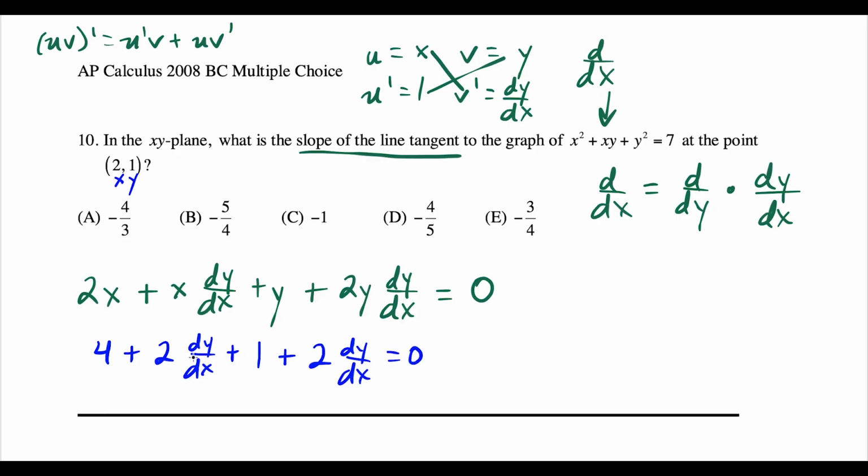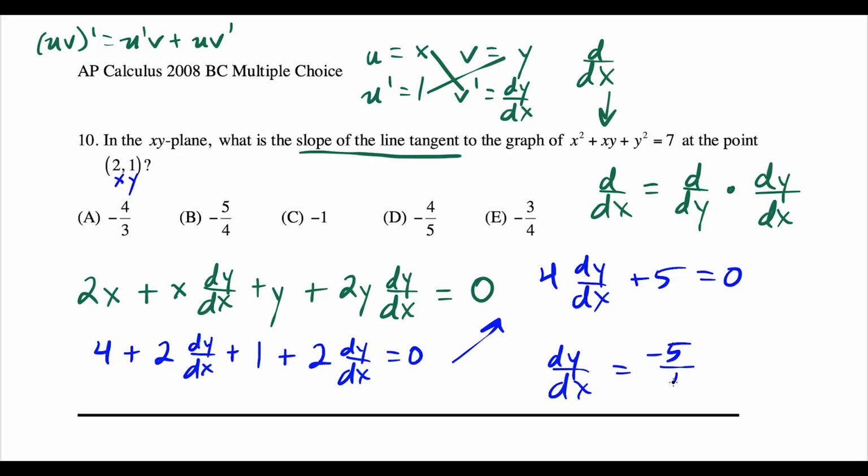So now I could just combine like terms. I have 2 dy/dx plus 2 dy/dx. If we bring that over here, that's going to be 4 dy/dx. And then we have 4 plus 1 is 5, so I have plus 5 is equal to 0. Now a little bit of algebra, subtract 5 and divide by 4. So dy/dx here is going to be equal to negative 5/4. So this is going to match up with choice B.